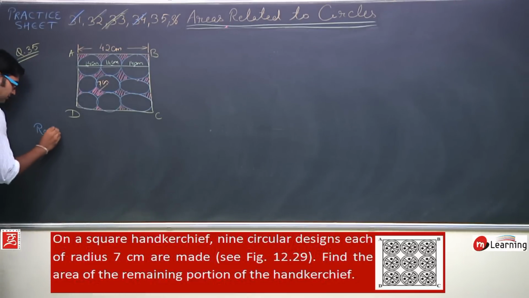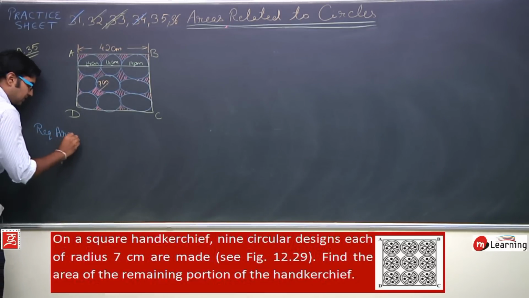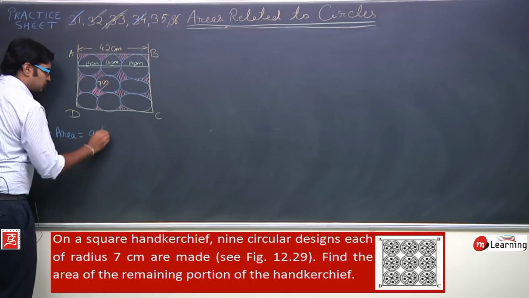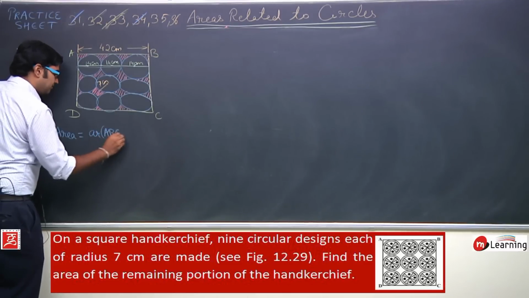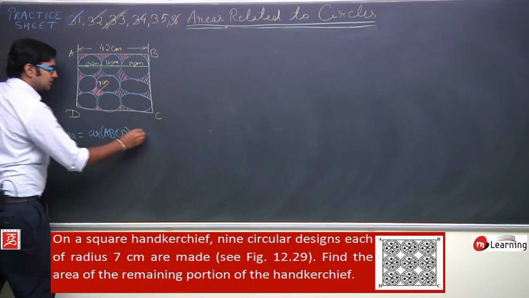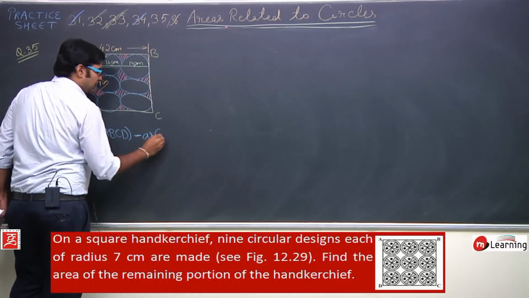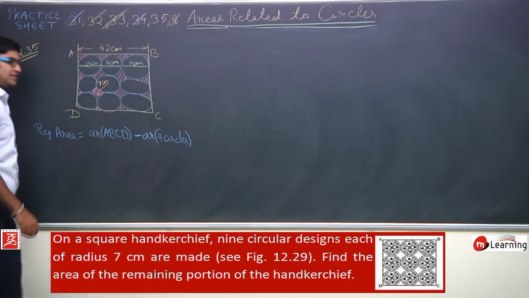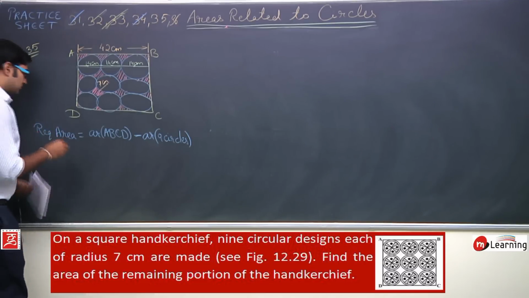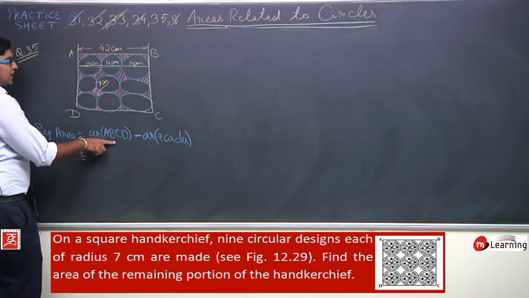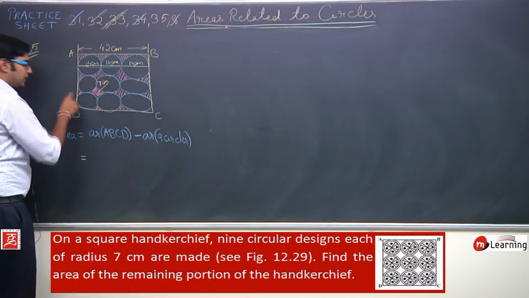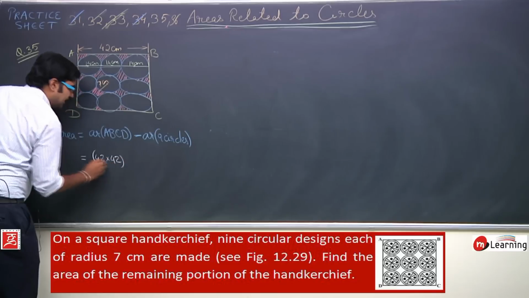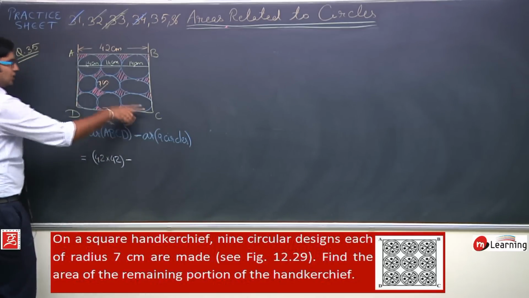The required area is equal to the area of square ABCD minus the area of 9 circles. Since the 9 circles are similar, the area of square ABCD will be equal to the area of a square with side 42, that is 42 into 42. So 42 into 42 is the area of the square, minus the area of 9 circles.